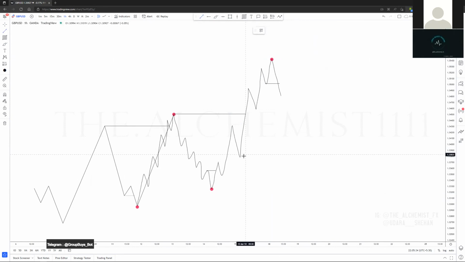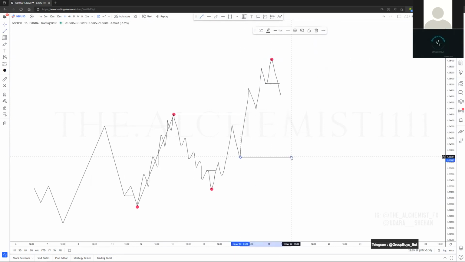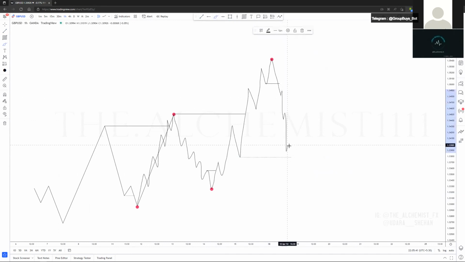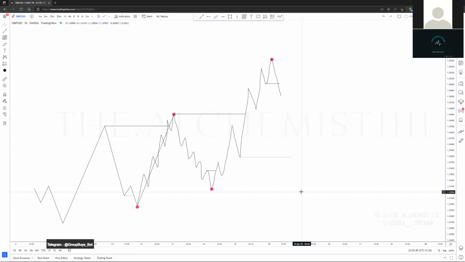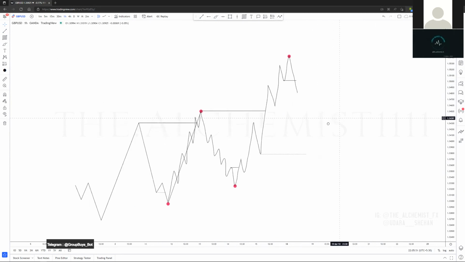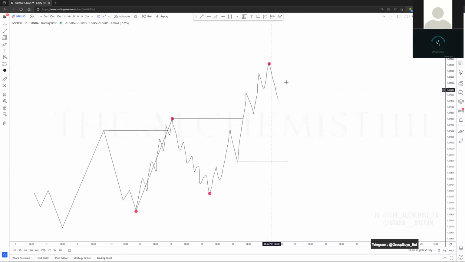Then what is this? Internal range liquidity. Yes. Okay, then what could happen is they might drop down, take that out, and then boom, like this. So this is the reason why you get retracements: to get into a discounted price and to take out the internal range liquidity.